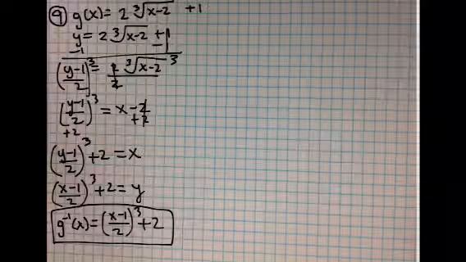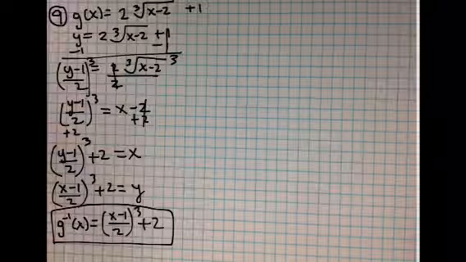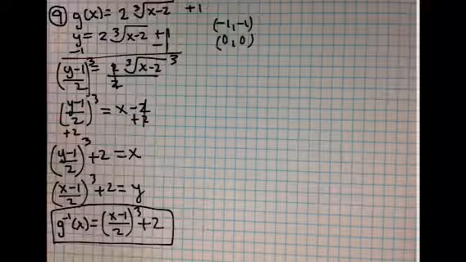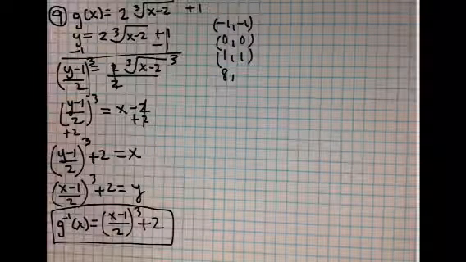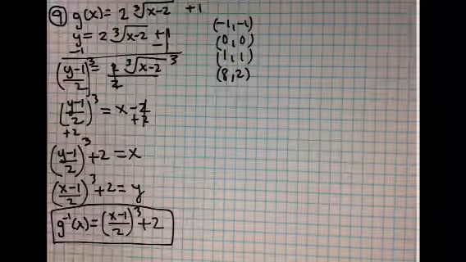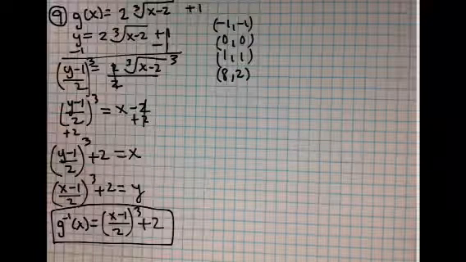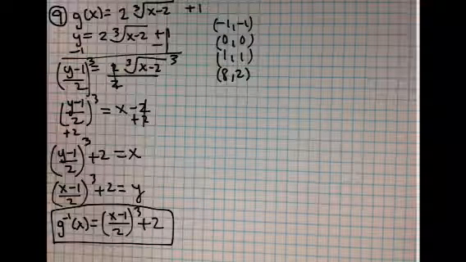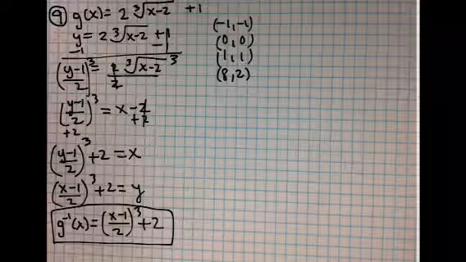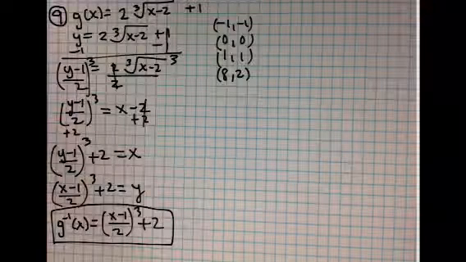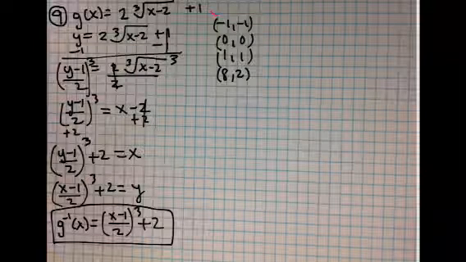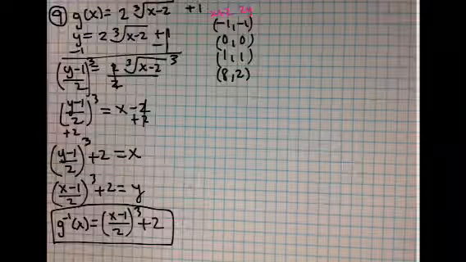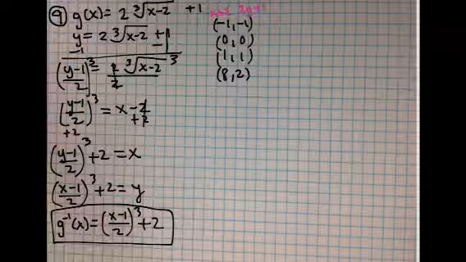So remember, for the cube root function, the reference points are -1, -1, 0, 0, 1, 1, and I'm going to use A2 just to be on the safe side, okay? Now, H in this problem is 2. A is also 2, and K is 1. So that means that the x's are going to be, we're going to add 2 to the x's, so this is going to be x plus 2. And for the y's, we're going to multiply by 2 and add 1, because A and K.